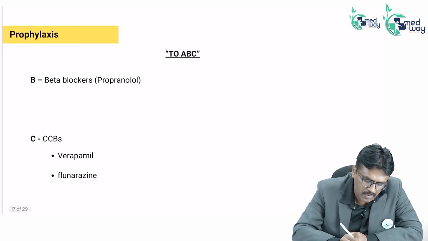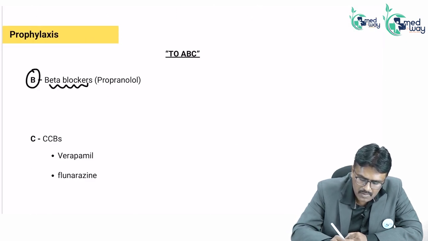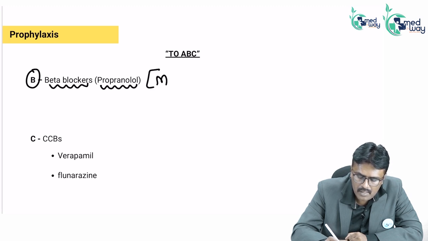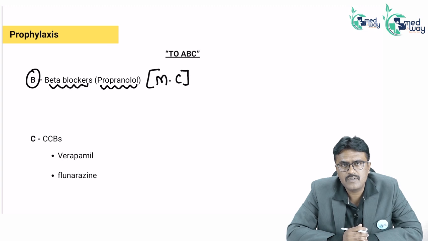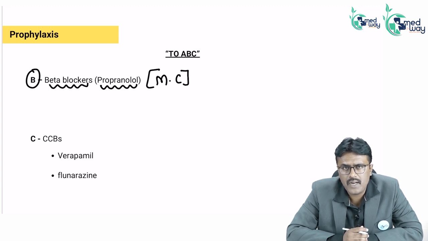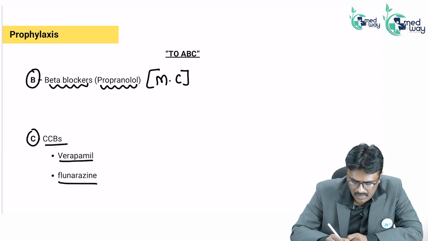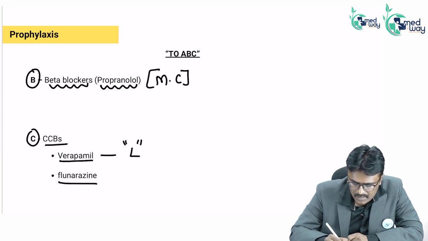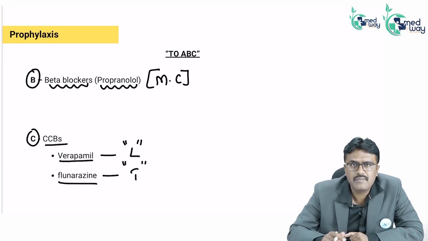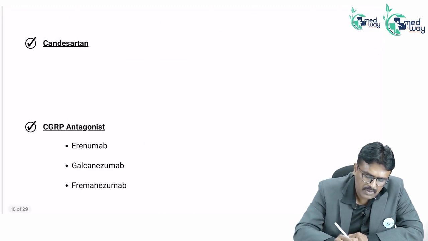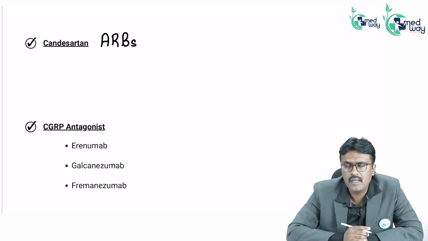Then what is B for? Beta blocker. The commonly used beta blocker is propranolol. Remember, if they ask in the exam what is the most common drug used for prophylaxis of migraine, it is propranolol. Then C stands for CCBs. We have two CCBs, verapamil and flunarizine. Verapamil blocks L type calcium channels. Flunarizine inhibits T type calcium channels, and they are used for prophylaxis of migraine. Another C is candesartan. Candesartan is an ARB, but it is also used in prophylaxis of migraine.